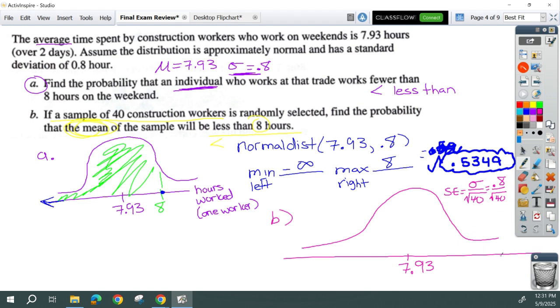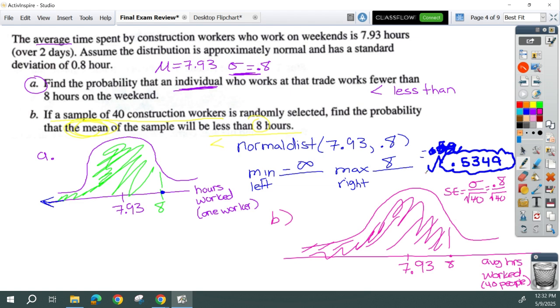This axis is no longer going to be hours worked for one worker. It's going to be average hours worked. And we'll still put 8 over here somewhere. We still want to know less than 8. So these pictures look very similar, almost exactly the same, except for what we are considering the x-axis. Before it was hours worked for one worker. This time it's average hours worked for 40 people. I'm still looking for this area.